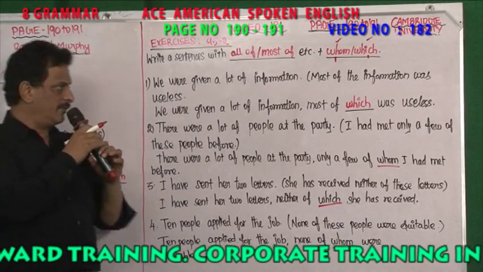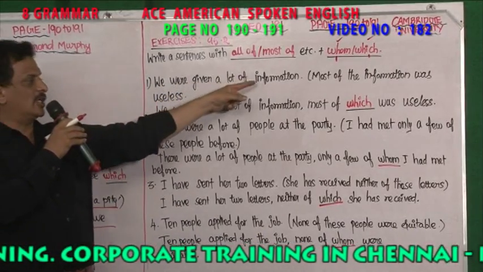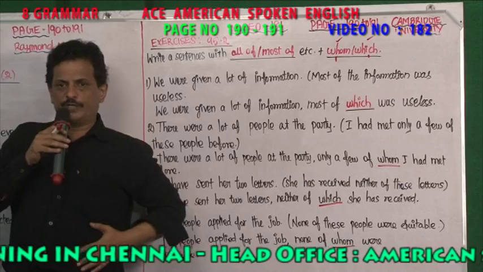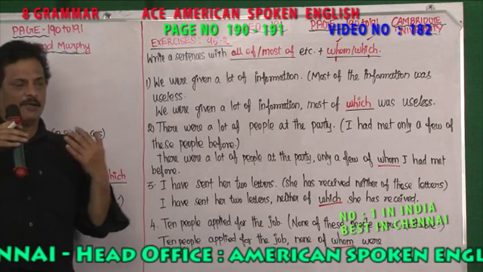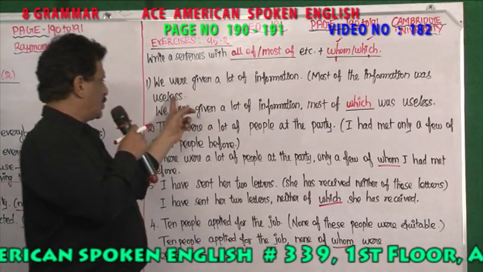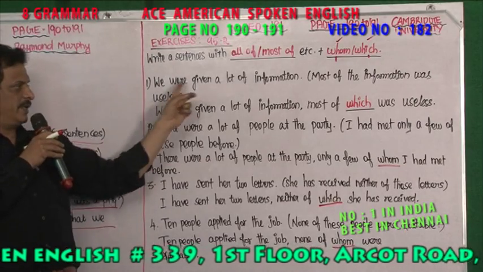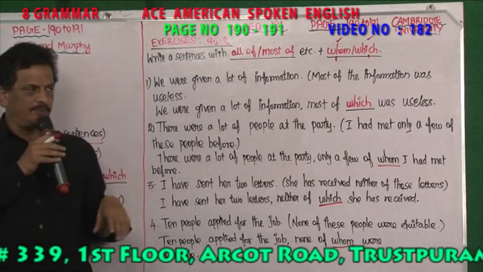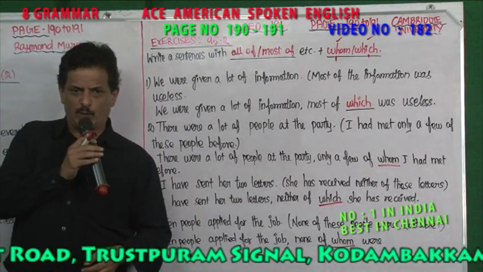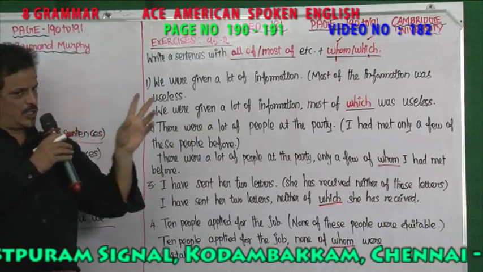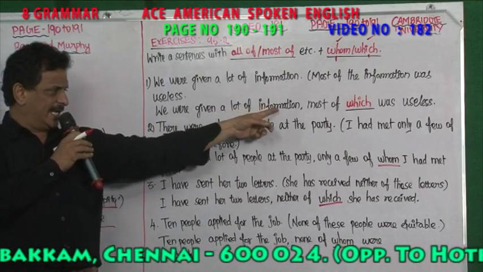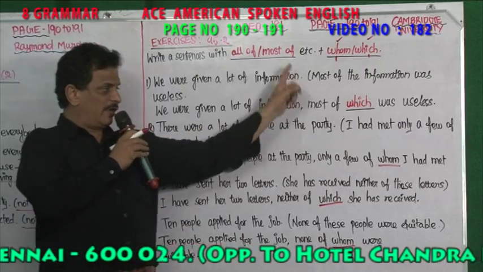When you connect two sentences, say for example, we were given a lot of information, right? Say I am going for a job, so they are giving me a lot of information. We were given a lot of information. Most of the information was useless. Two sentences are there. How do you connect both the sentences? See, we were given a lot of information, most of which was useless.